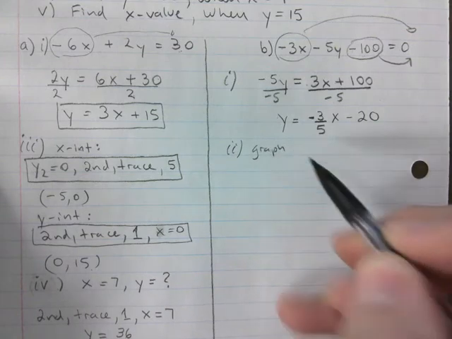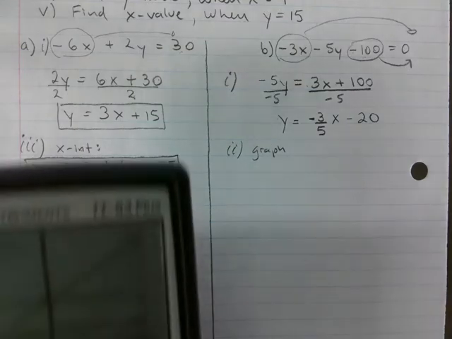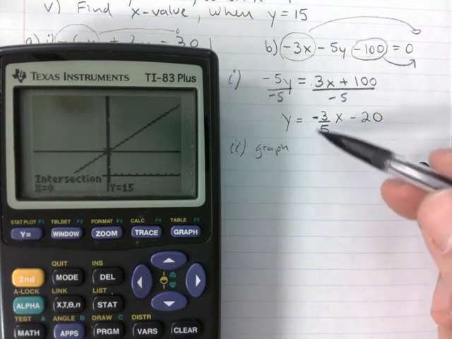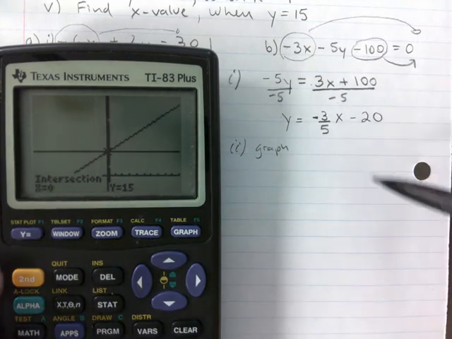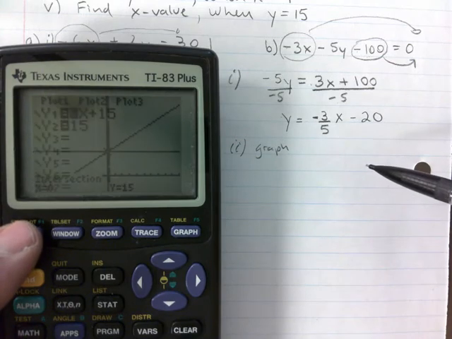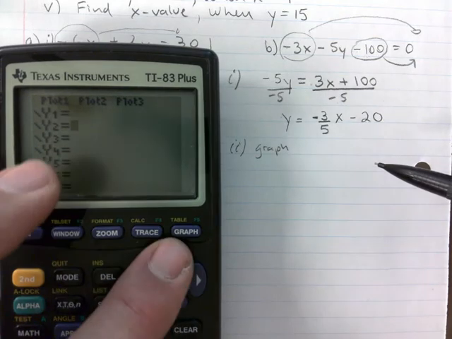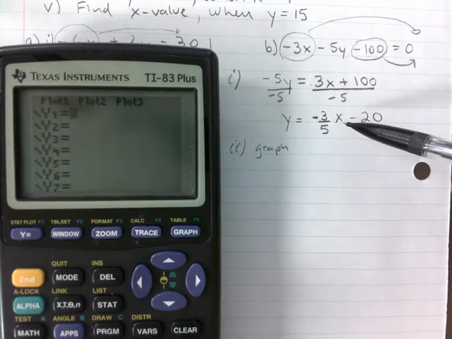Graph, right? I want you to see how I enter this. Very important. Because I don't want you to use a decimal. You don't have to simplify it, but I want you to enter it as a fraction. So here we go. Let's press y equals. Let's clear everything. You could technically have kept it there, but right now I want you to clear everything. Watch what I'm doing here.